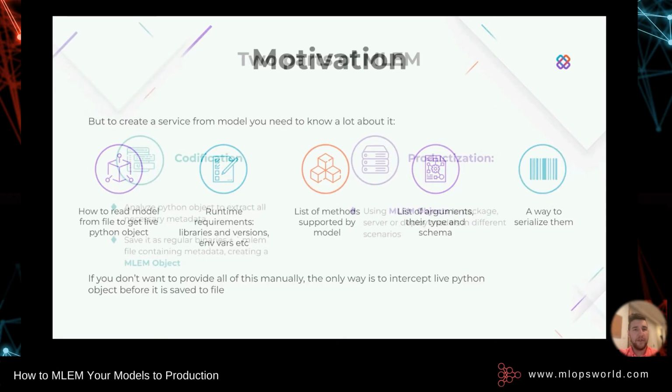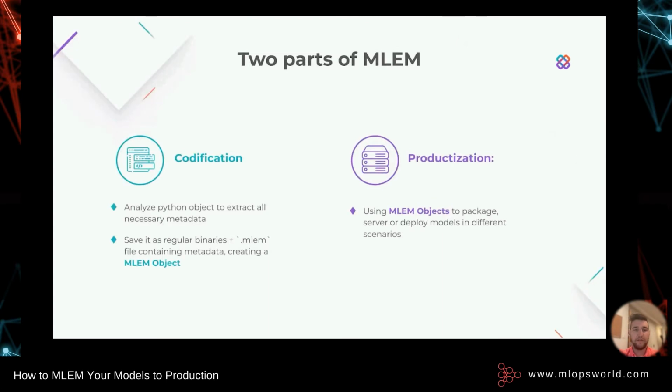That's why there are two parts to MLEM. The first one is codification. It's when we analyze the Python object and extract all the necessary metadata that I described. And we save it as a regular binary, one or multiple binaries, and an additional .mlem file that contains all the metadata that we collected. Together, all of those files we call a MLEM object, or MLEM model, or MLEM data. And after you have this MLEM object, you can use it to package the model, serve it, or deploy it somewhere in different scenarios.